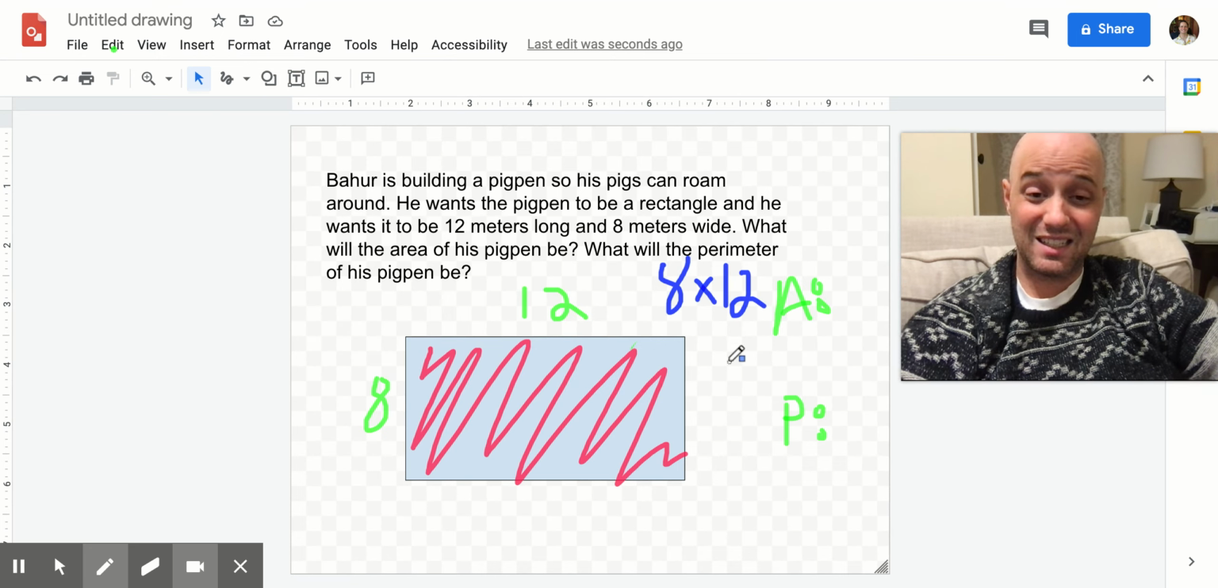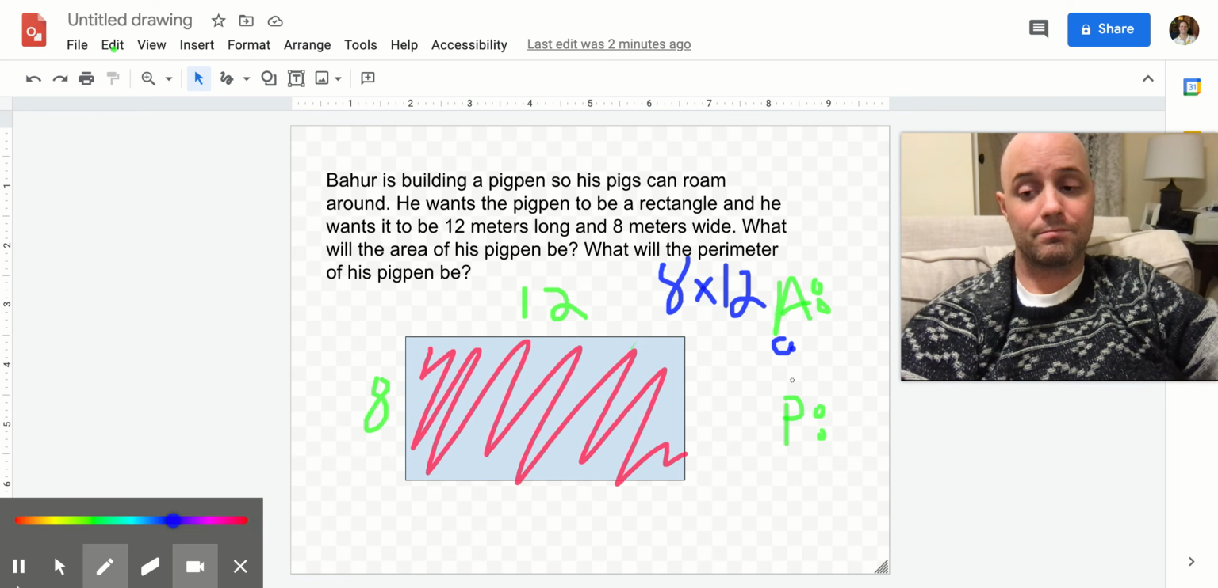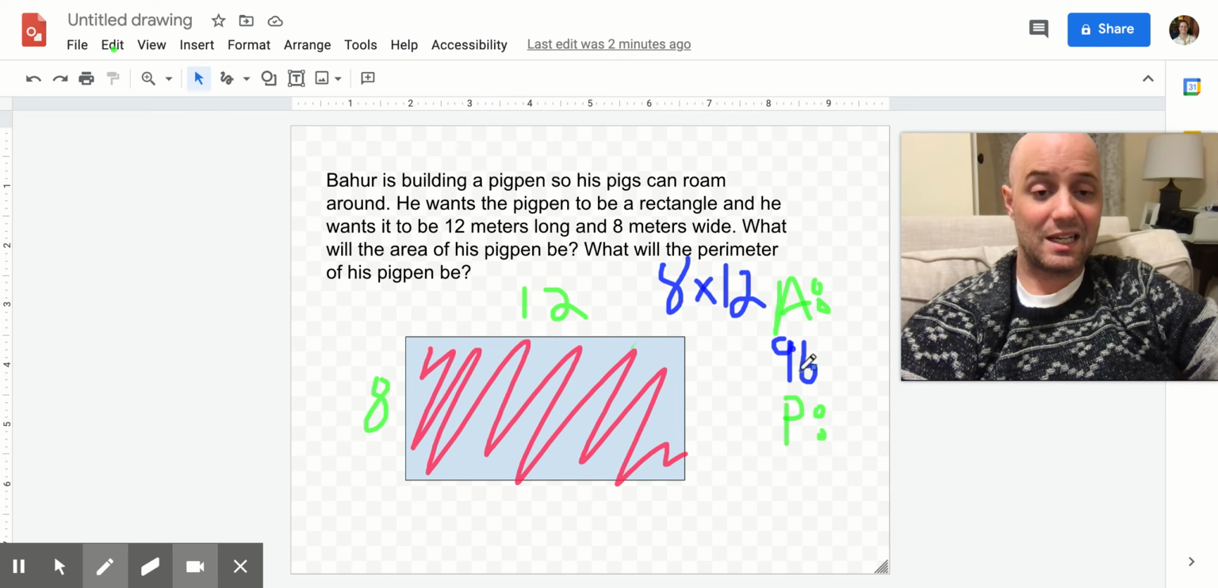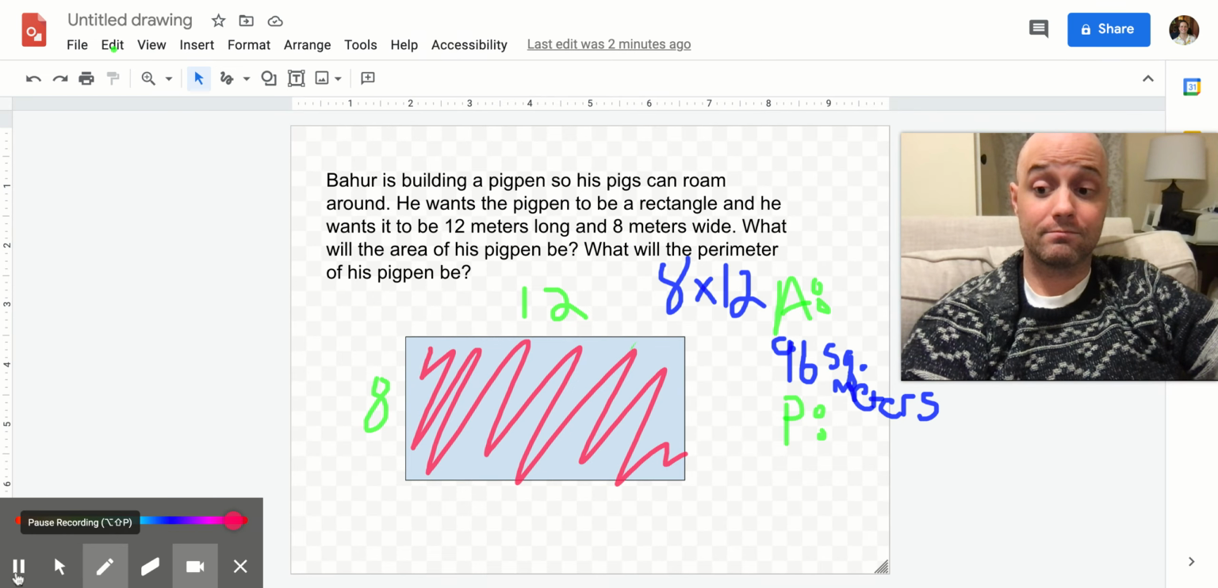8 times 10 is 80. 8 times 2 is 16. 80 and 16, 96. And remember that we always put it as squares. So we would say 96 square, I'm going to abbreviate with SQ, meters. Now the perimeter. What do you think the perimeter would be?